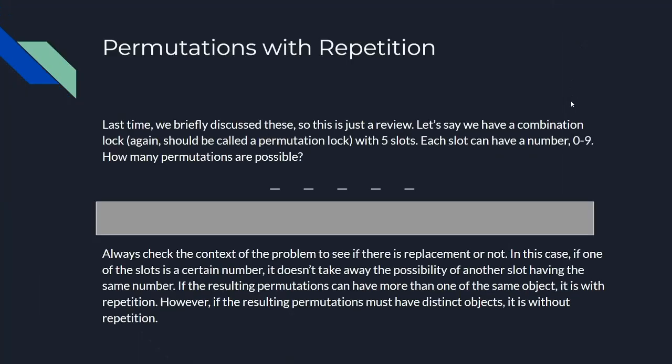Just as a review from last week, we're going to look at permutations with repetition before we get to combinations with repetition. So let's say we have a combination lock, which again should be called a permutation lock, with 5 slots. Each slot can have a number 0 to 9. How many permutations are possible? I'll give you 5 seconds.